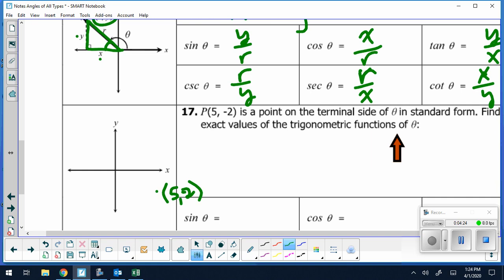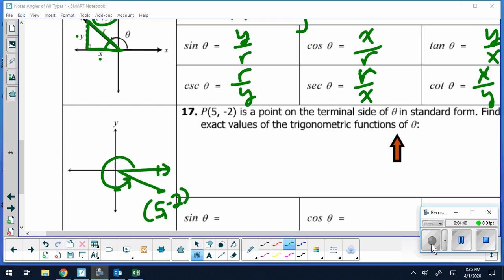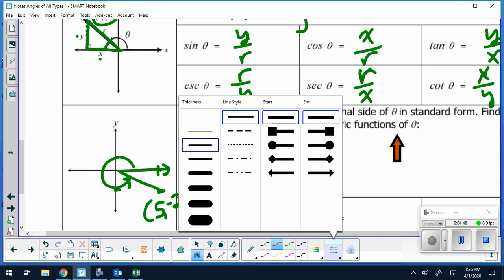Okay? So in standard form, I'm coming around this way. Right? So let me neaten that up. Hold on, that's messy. There. Hopefully that's a little better. So that's the angle we're looking at. Right? And the (5, -2) is on the terminal side.